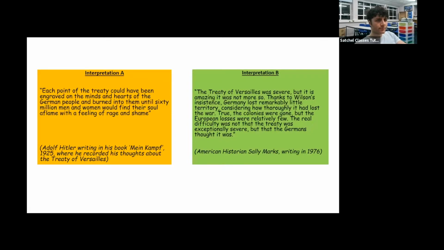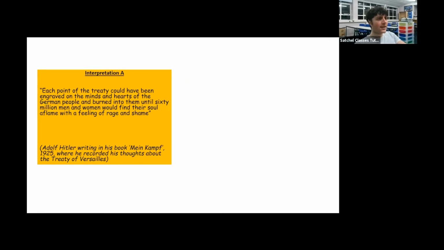Okay, so it's going to be time for some independent student practice now. Let's just have a little look at these interpretations. So I'm going to give you 2 interpretations that I would like you to have an independent practice go at while the video is paused. So your interpretation A is from Adolf Hitler, writing in his book, his autobiography, Mein Kampf, in 1925. And again, he's speaking about the Treaty of Versailles. So the topic is exactly the same. This is what Adolf Hitler said.